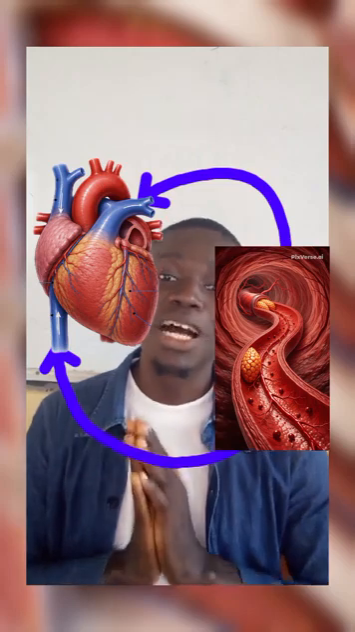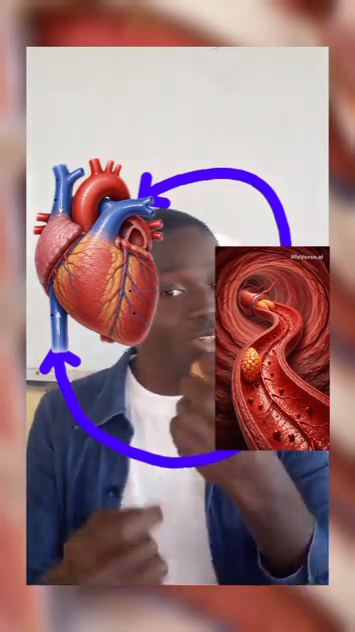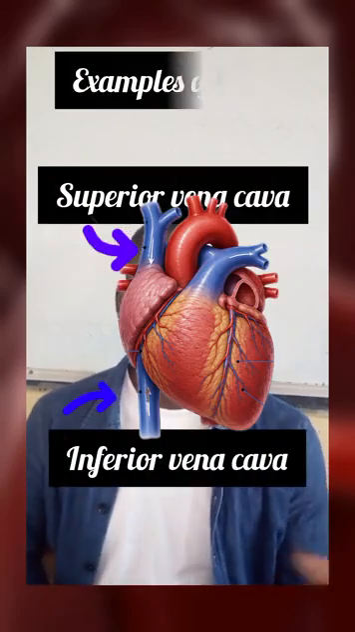Okay, so what are veins basically? These are blood vessels that carry blood to the heart, right? Blood vessels that carry blood to the heart are called veins. We have superior vena cava, inferior vena cava, internal jugular vein. There are a lot of veins. Yeah, right? Okay, so let's go on.